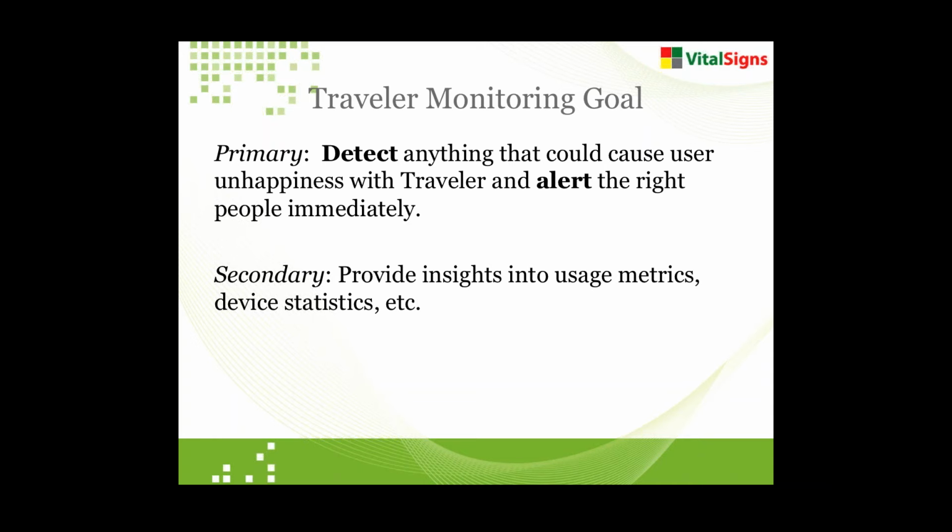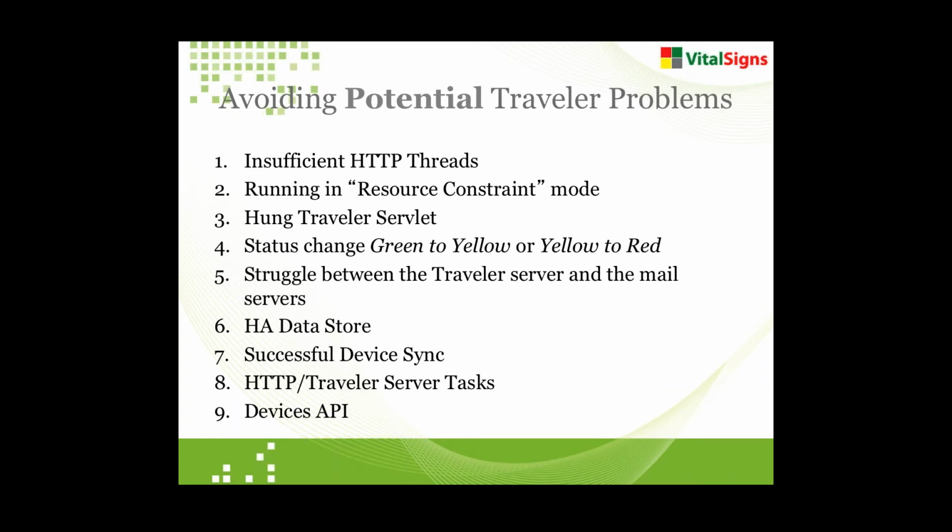And unfortunately, given the time constraints, I don't think I'm going to even be able to demo any of that stuff because there's so much detection that we can do now. But maybe we'll do another webinar on that topic. So the goal is to detect and avoid potential Traveler problems. And I pared my list down to only 9 potential problems, and then I further pared it down to I'm only going to demo the top 5.